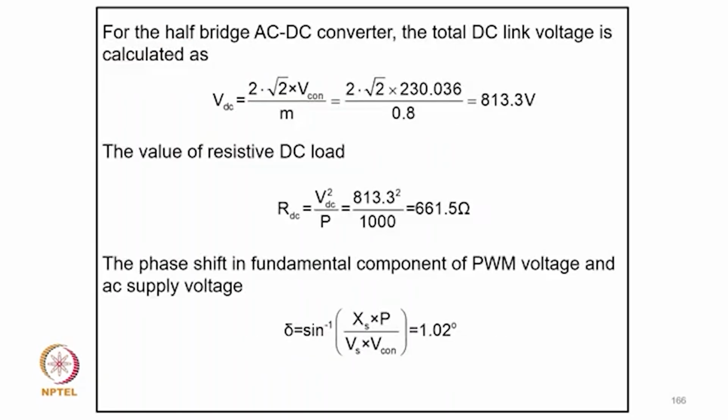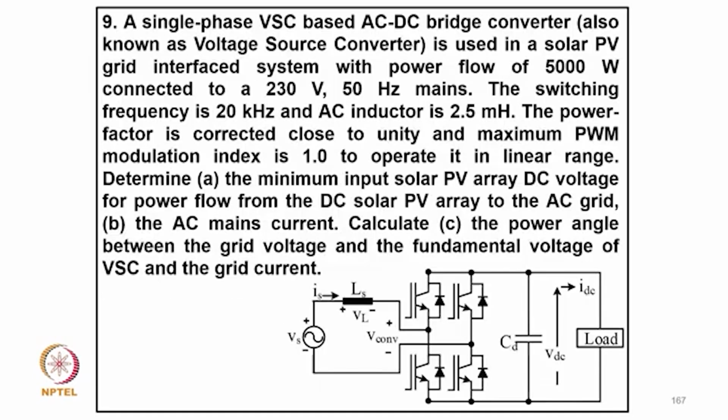And now the DC link voltage VDC is 2 into root 2 V converter upon M, so it comes to 813.3 volt, and the equivalent load resistance RDC is VDC square by P, which comes to 661.5. So the phase shift between the fundamental component of the PWM voltage and the supply, delta, equals sin inverse of XS into P upon Vs into V converter, which comes to 1.01 degree.